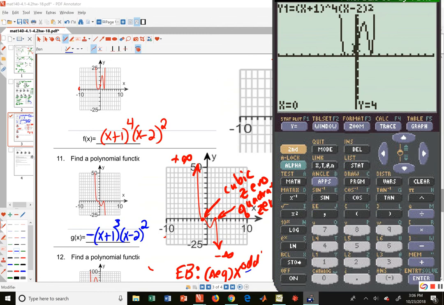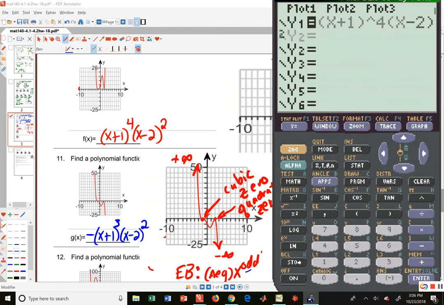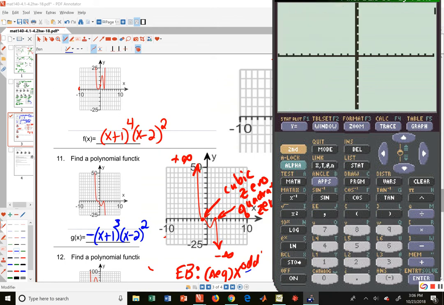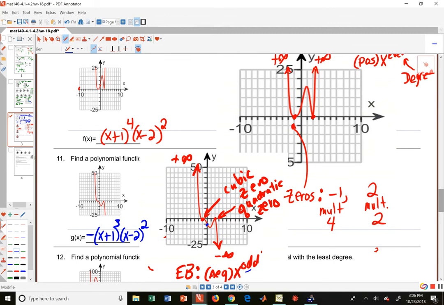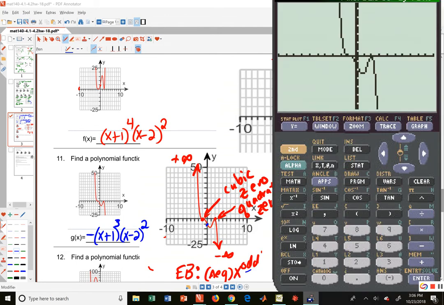We're going to pull up the calculator just to double check. So don't forget to put the negative up front. That's for that leading coefficient, x plus 1, and we're going to cube that. And then we've got the x minus 2, and we're going to square that. We're going to start with the window that we're on right now, and it's already looking really good. I'm very happy with it. Look for the y-intercept. Make sure the y-intercept makes sense, and it does.